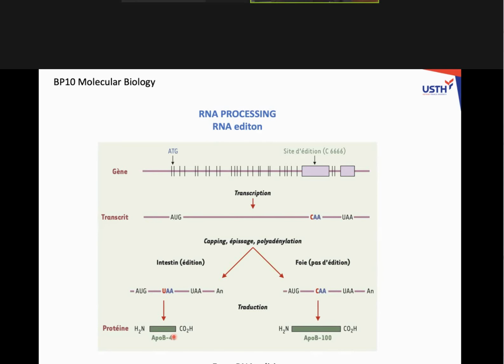But the difference is, it's not alternative splicing, it's RNA editing that introduced a premature stop within the open reading frame, and so we can have two different proteins in two different organs. So you see the conceptual similarities between alternative splicing and RNA editing. At the end, we can have different proteins from a single gene, but the process to obtain the two different proteins is different. Is it clear for you?